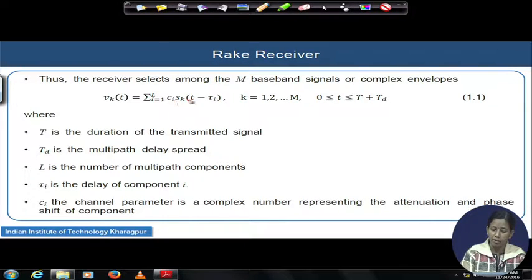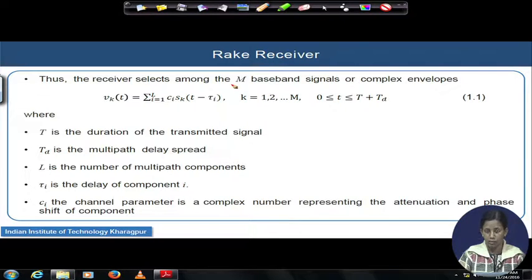Corresponding to that multipath delay, we have a channel coefficient c_i associated with it. It is a complex-valued channel coefficient, and remember that i can vary from 1 to capital L, where capital L is the number of multipath components present in the environment. So, the received signal at the output of the Rake receiver will be the combination of all those multipath signals for a typical signal transmitted from the set of baseband signals. Remember, we do not know which of those M signals was transmitted.